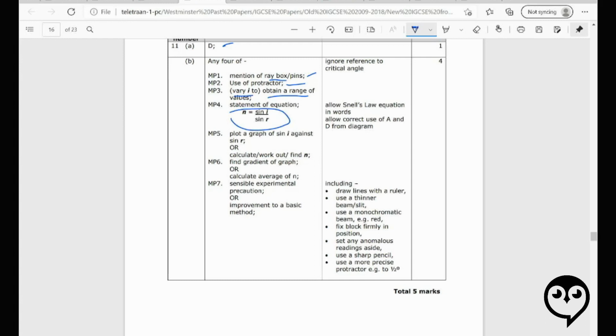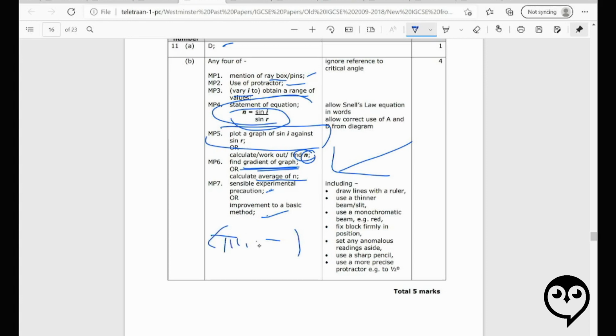You, of course, can plot a graph of sin i versus sin r, and the gradient will be the refractive index. So mention, here's the equation. State you're going to plot that graph. You can say that, or just do some calculations. You can say the gradient of the graph is the refractive index. Okay, and then just talk about some precautions like don't burn yourself on the light bulb and this kind of stuff. Improvement to the basic method: greater range of data, more intervals, more intermediate measurements, that sort of thing.